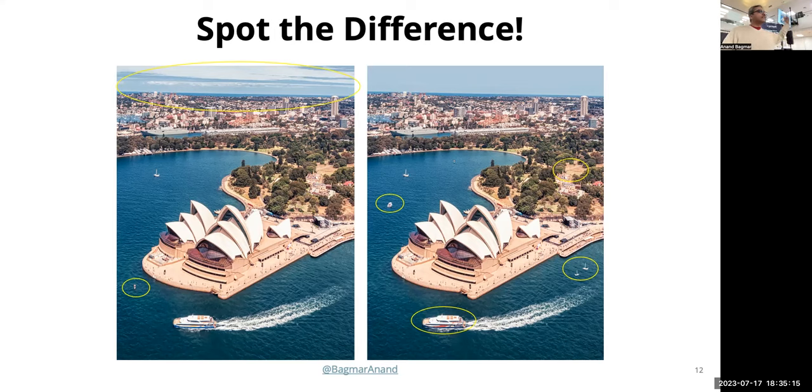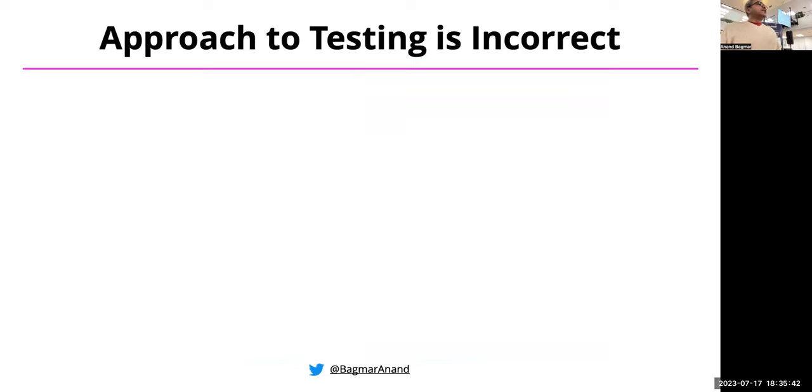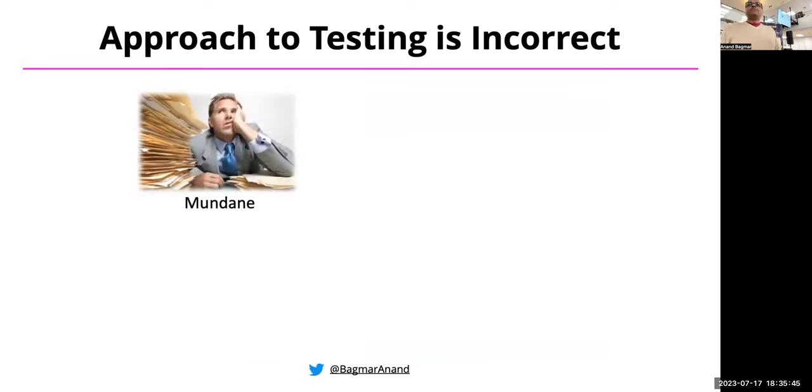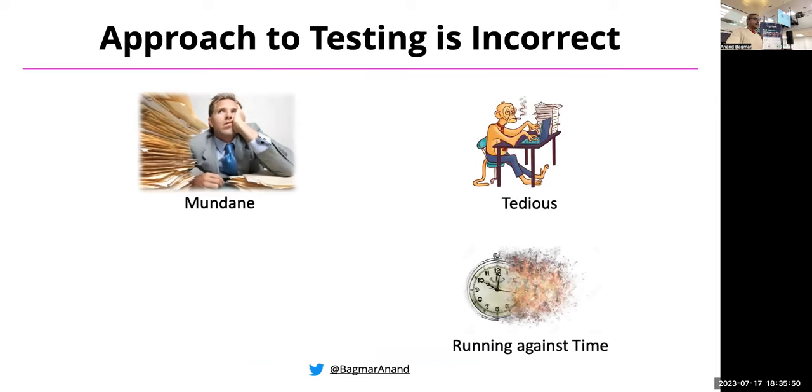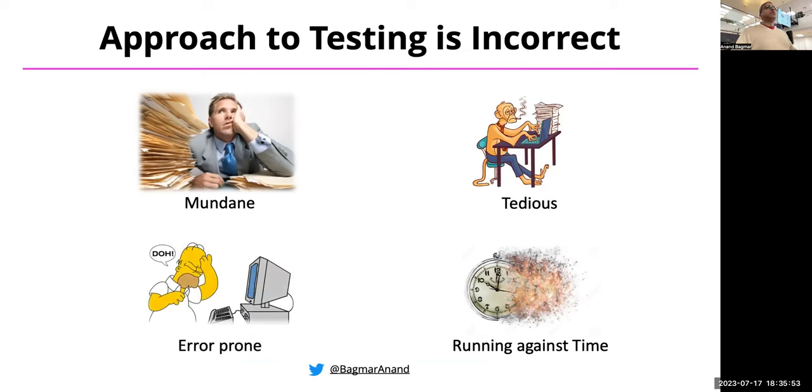Because we have our requirements in some requirements document. We read that, we understand that, we collaborate on that. When it comes to testing, we are using our memory to compare what we see on the screen with what was in the documentation. In some cases, we might open up the requirements to compare actually what is going on, but how often do we even do that? This approach to testing is what causes issues because it's very mundane. It is very tedious. You are always running against time, and hence it is always going to be error prone.